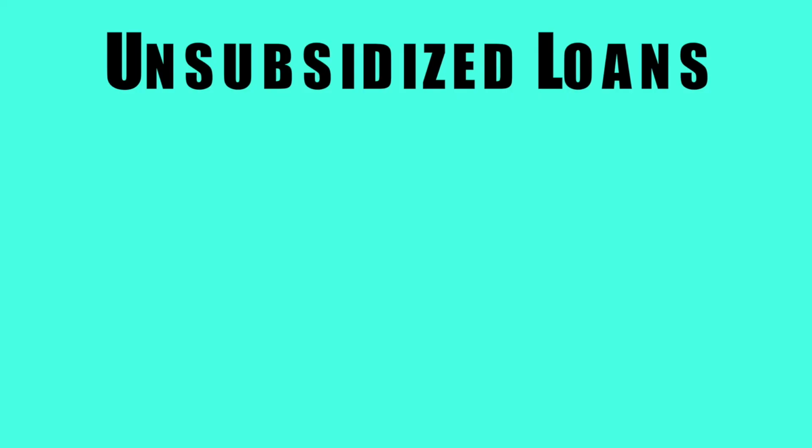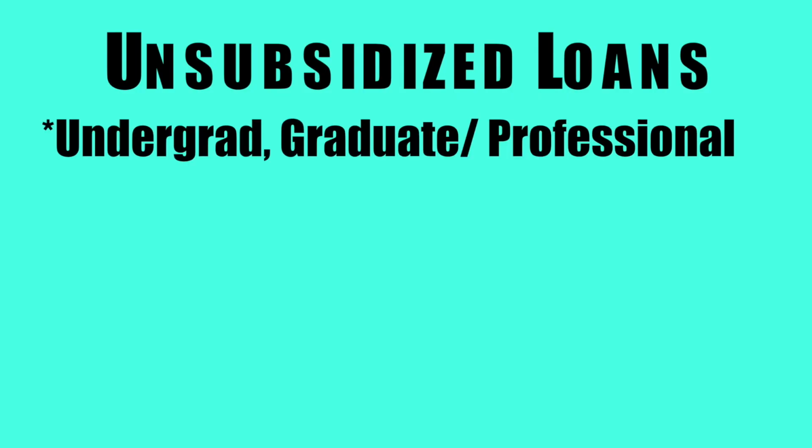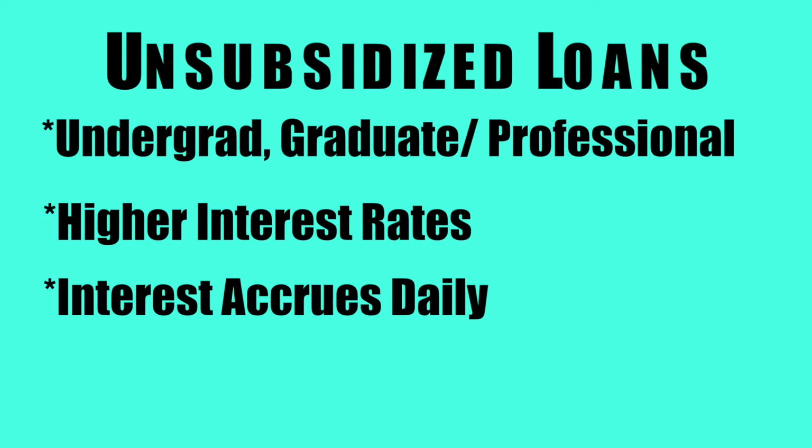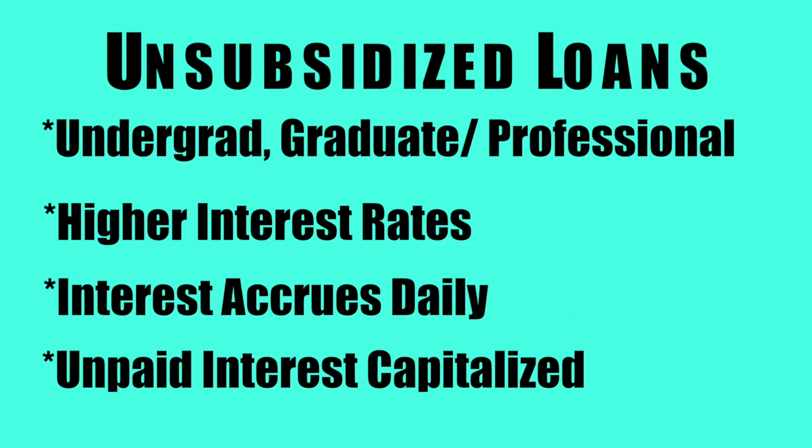Then there's direct unsubsidized loans. Now these loans are dispersed to undergraduate, graduate, and professional students. These loans typically have higher interest rates than the subsidized loans, and you don't need to show any financial need. Interest accumulates while you're in school, and any unpaid interest will be capitalized at the end of the grace period. Also, any interest that is gained during a deferment period or a forbearance will also be capitalized to the principal amount of your loan.